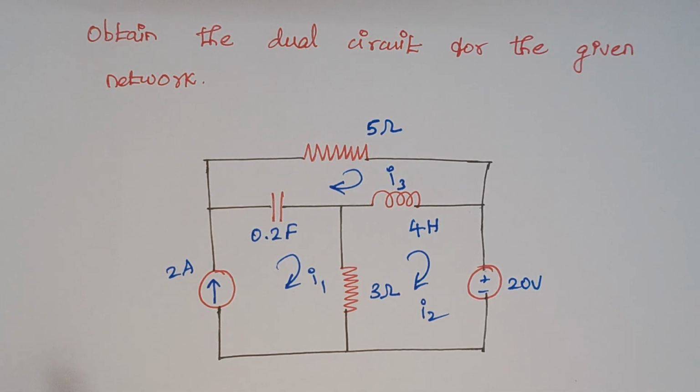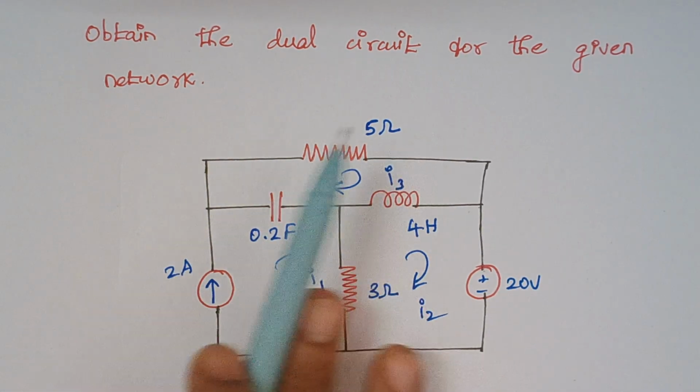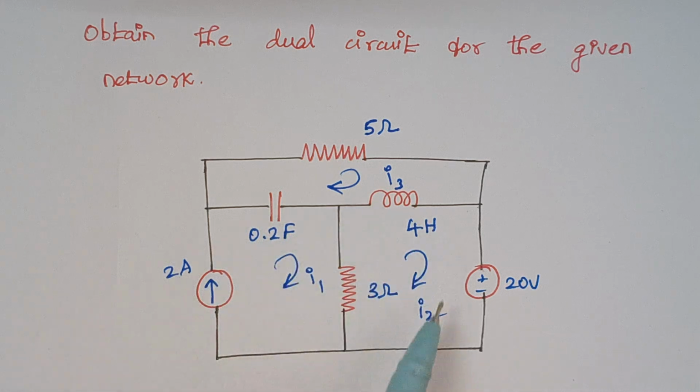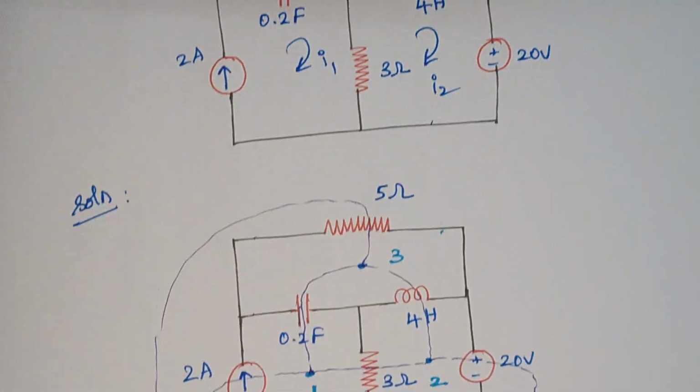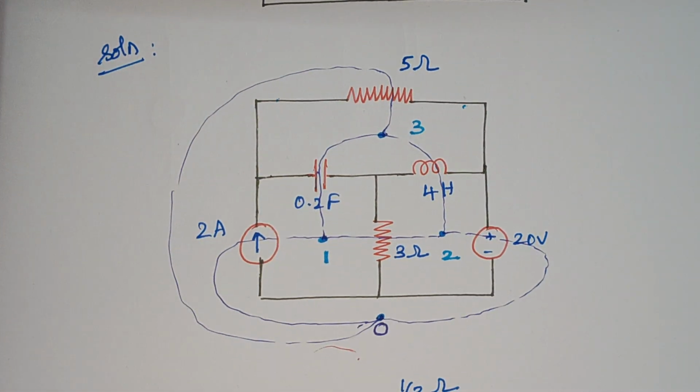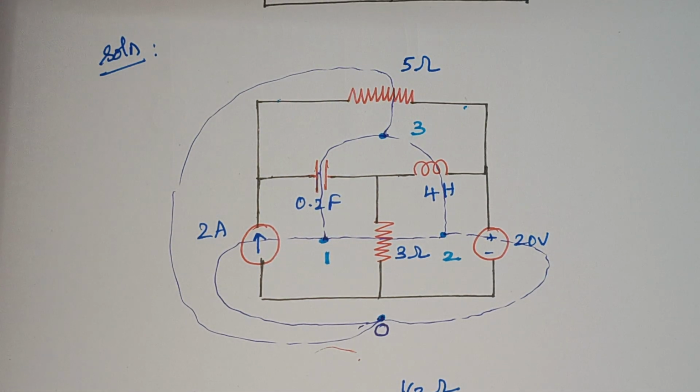So the problem is again to obtain the dual circuit for the given network, and this is your given circuit diagram, right? Here we have 3 loops, therefore we have to place 3 dots along with an extra dot known as the reference dot. So again you see I have kept the dots, and each and every dot is connected with the other dot by some elements, right?